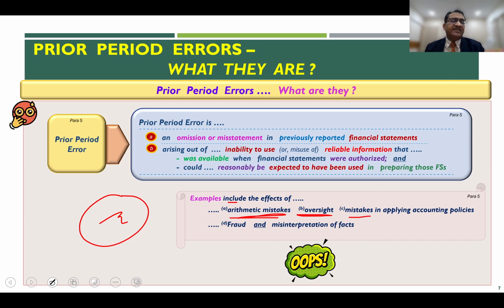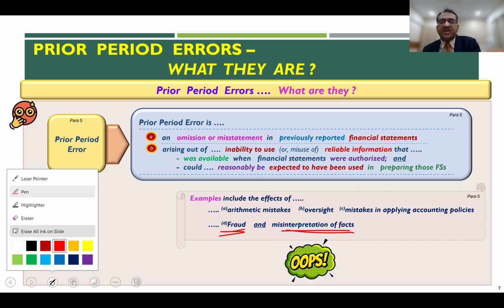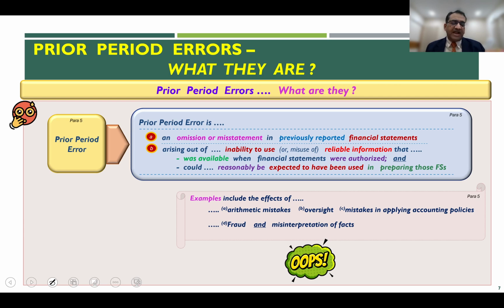Likewise, mistakes in applying accounting policies will also fall within the category of prior period error. Or a prior period error could be a fraud intentionally done by the entity, or misinterpretation of the facts. The entity wrongly interpreted certain facts, and that wrong interpretation led to errors in the financial statement which you have issued. I've given you examples here of each of these categories of mistakes which possibly happen.